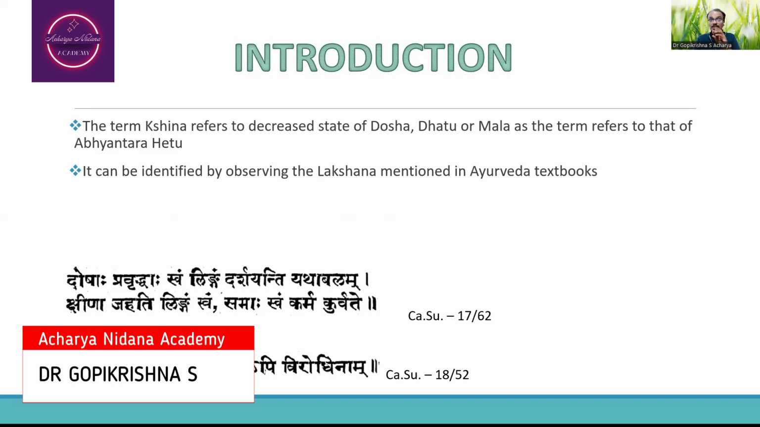For example, if the person is having decreased functioning of the Kapha, that will be responsible for the increase of the Vata dosha in the body, and that will exhibit the Lakshana or symptoms related to Vata dosha vitiation.